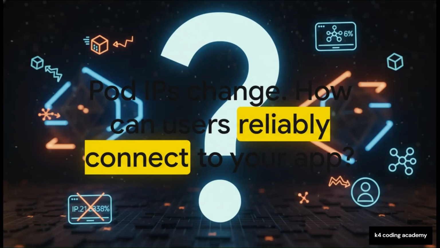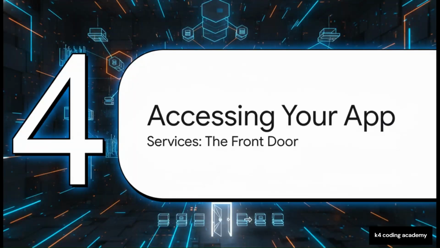All right, but now we've hit a pretty big problem. See, pods, they're meant to be temporary. They can be created, destroyed, and replaced at any moment. And every time a new pod pops up, it gets a brand new IP address. So how in the world is anyone supposed to connect to your app if its address is constantly changing? Well, Kubernetes has a brilliant solution for this, and it's called a service. You can think of a service as the stable, permanent front door for your application.